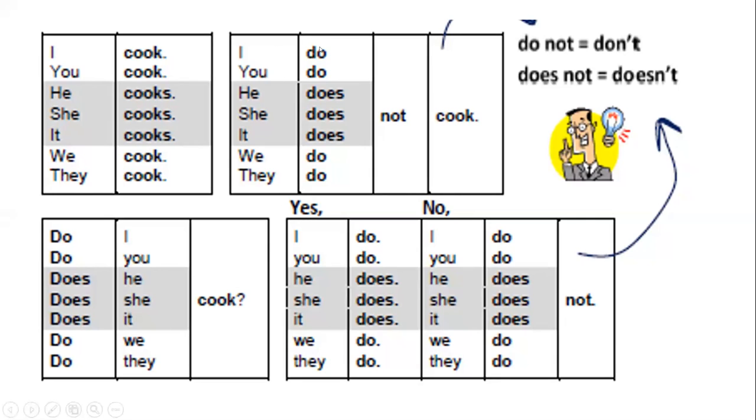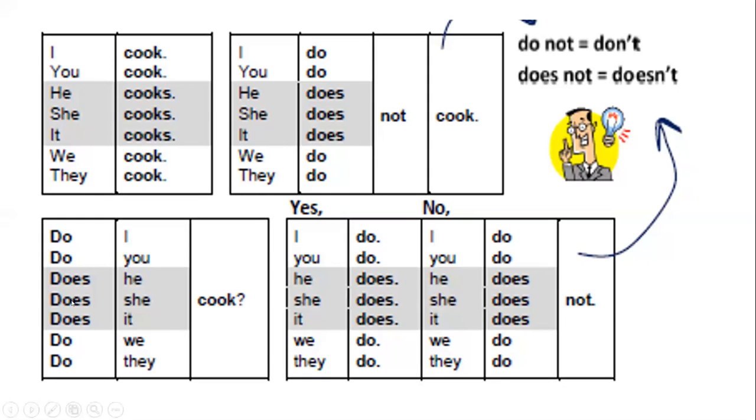Negative, I do not cook, you do not cook, he, she, it does not cook. We do not cook, they do not cook. This is the full form. But remember that you can contract do not equals don't, does not equals doesn't, right?